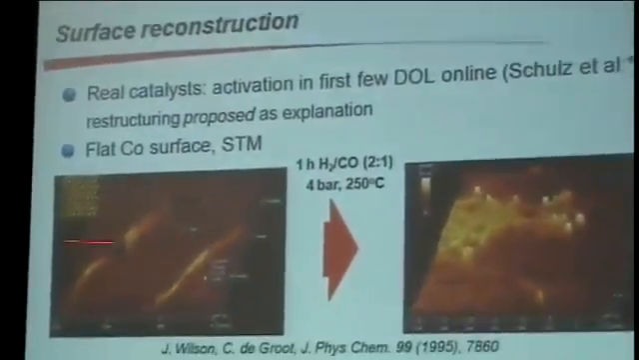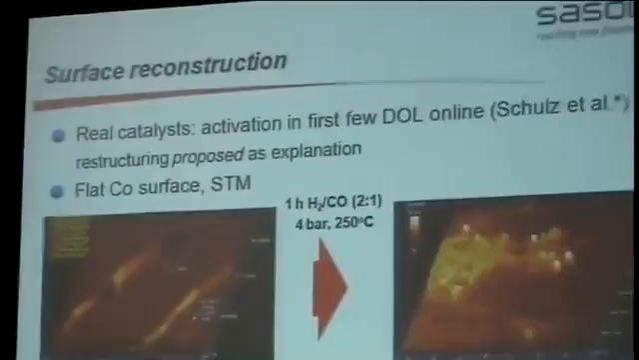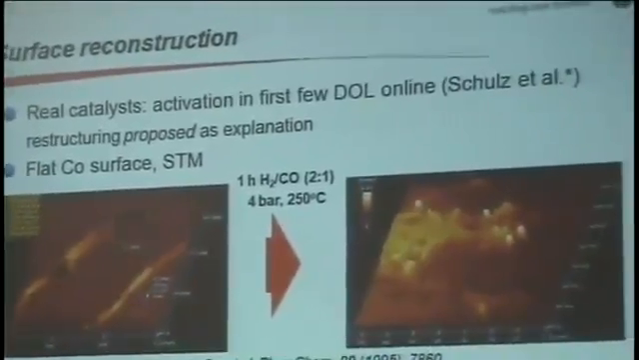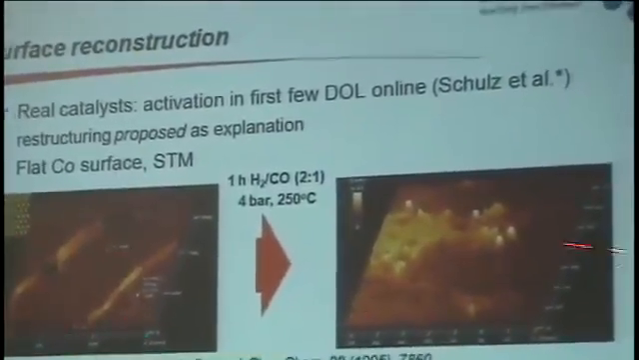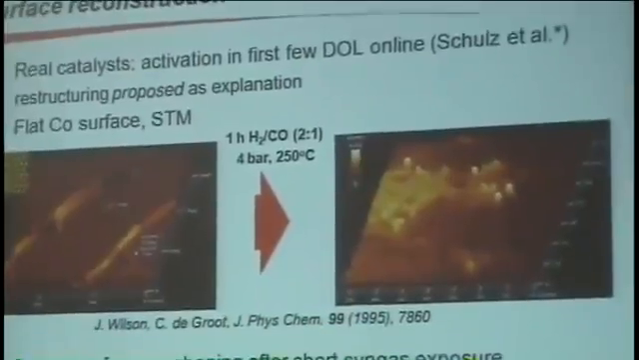Now both authors attribute this to CO. So the roughening is related to CO. I can understand that CO might make the cobalt atoms more mobile, and for example be responsible for sintering of a cobalt catalyst. But it's more difficult to understand why CO would stabilize a more rough surface. So we ask ourselves the question: could the stabilization of a rough surface be induced by carbon?